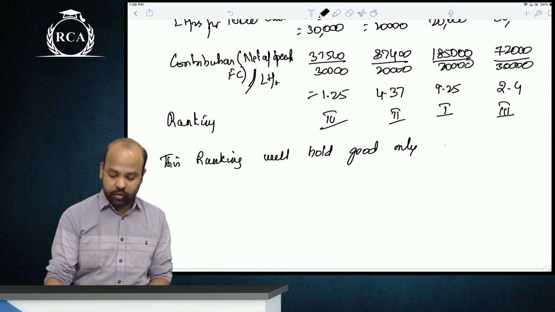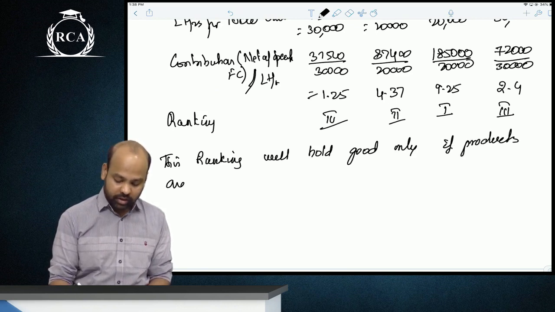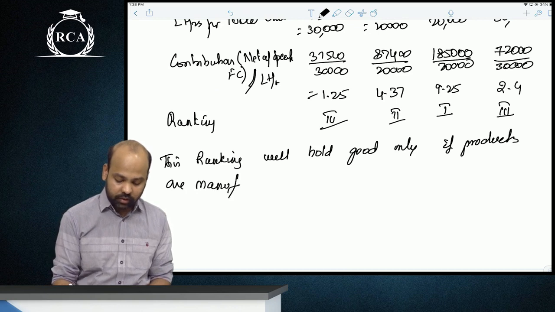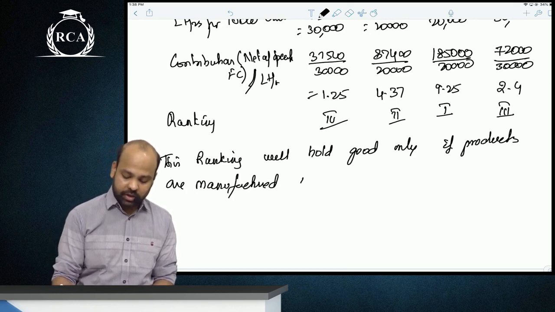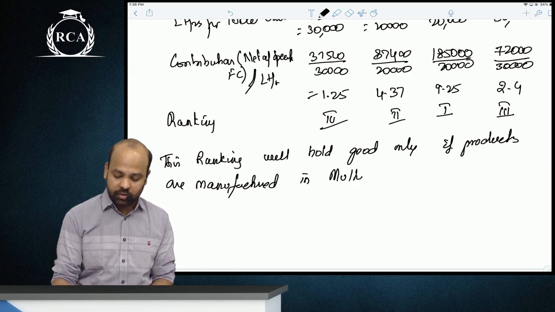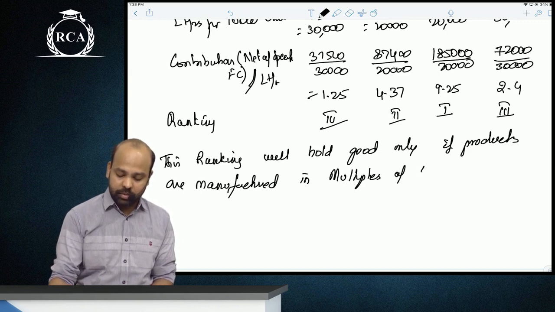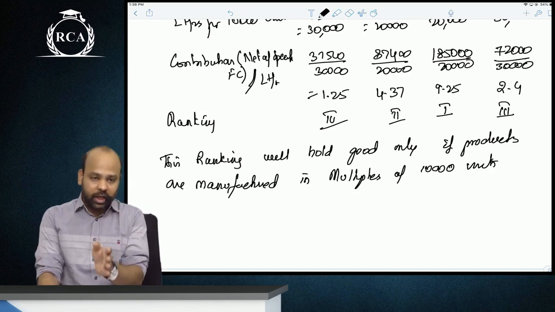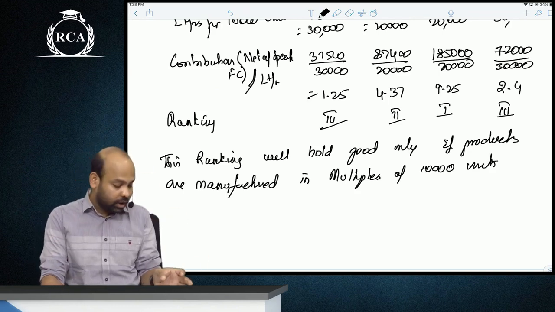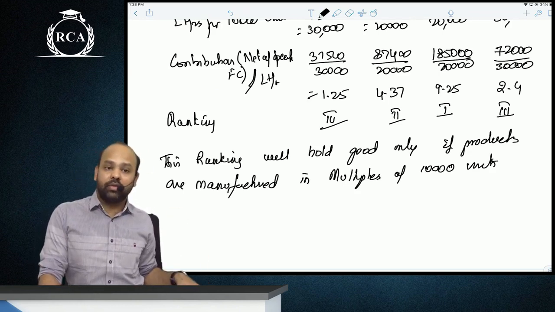only if products are manufactured in multiples of 10,000 units. It is either 10,000 units or 20,000 units or 30,000 units or 40,000 units as such, guys. It is not for anything else.